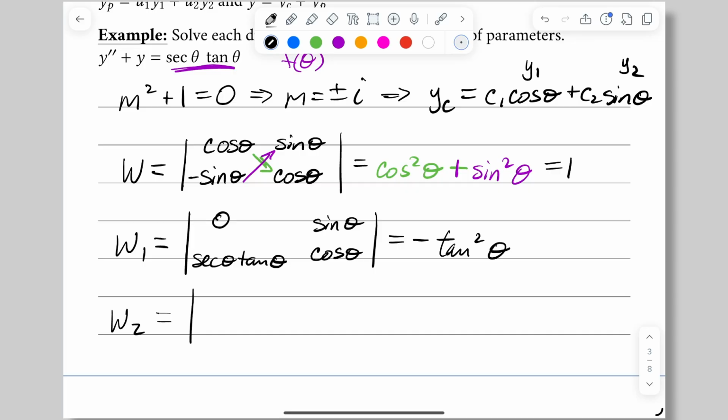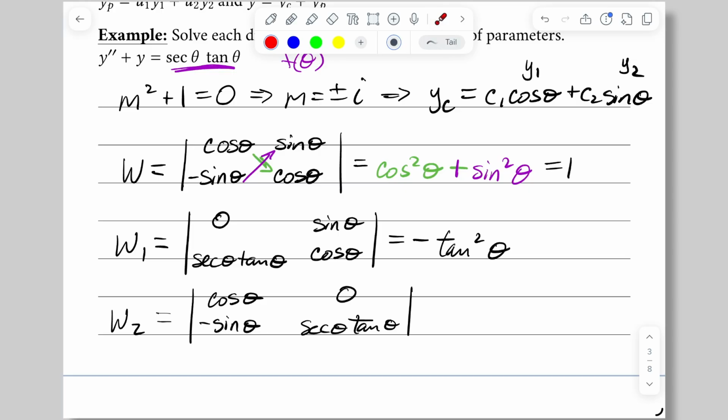Let's move on to W2. The first column of W2 is the same as the first column of W, and so cosine of theta, negative sine of theta. The second column of W2 is the 0 and f of theta from the standard form of the differential equation, and so 0, secant of theta, tangent of theta. And again, the 2 by 2 determinant is computed by multiplying upper left by lower right minus lower left times upper right. The 0 is nice to work with. Cosine times secant is 1. This is going to give us the tangent of theta.